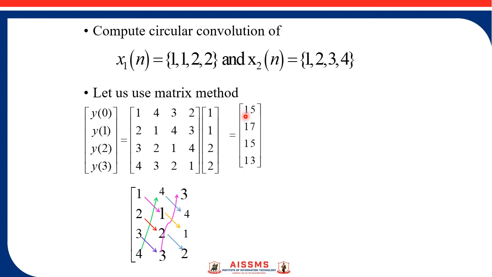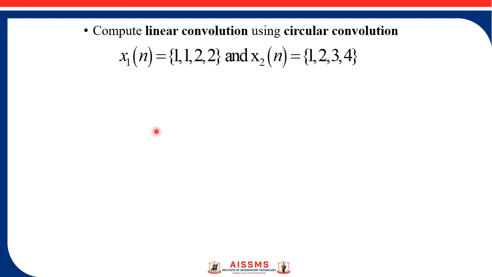So I will get the answer 15, 17, 15, 13. So the circular convolution output contains 4 samples, but we have seen that the linear convolution output contains 7 samples. Now we are going to compute linear convolution using circular convolution. So for this, again I have taken the same sequences and now I am going to compute the linear convolution.